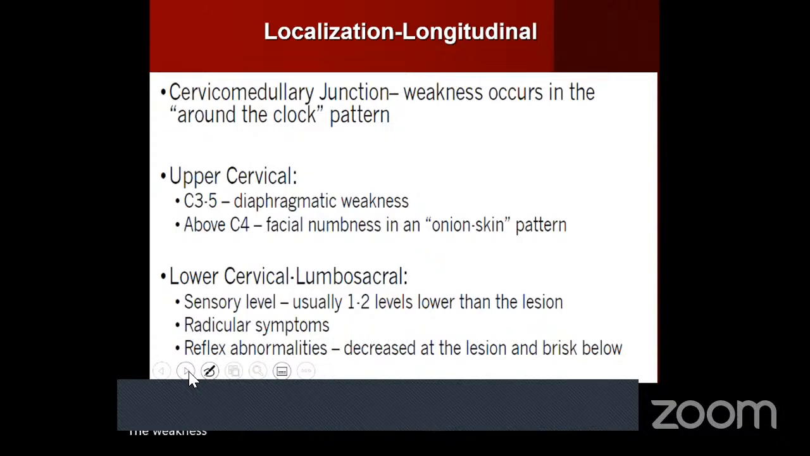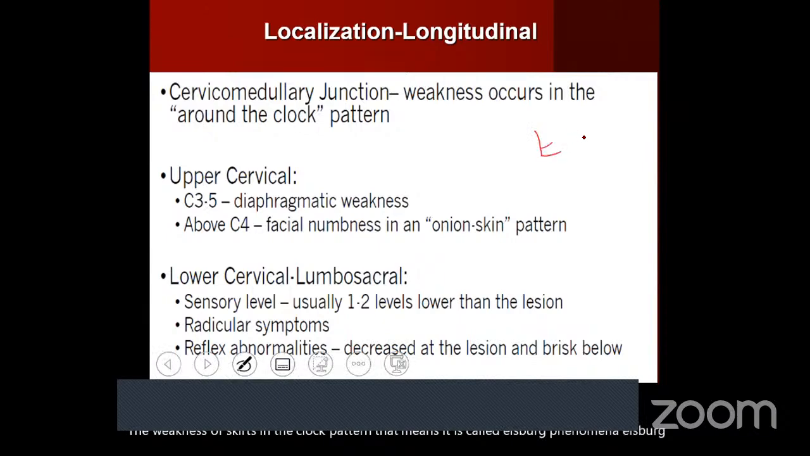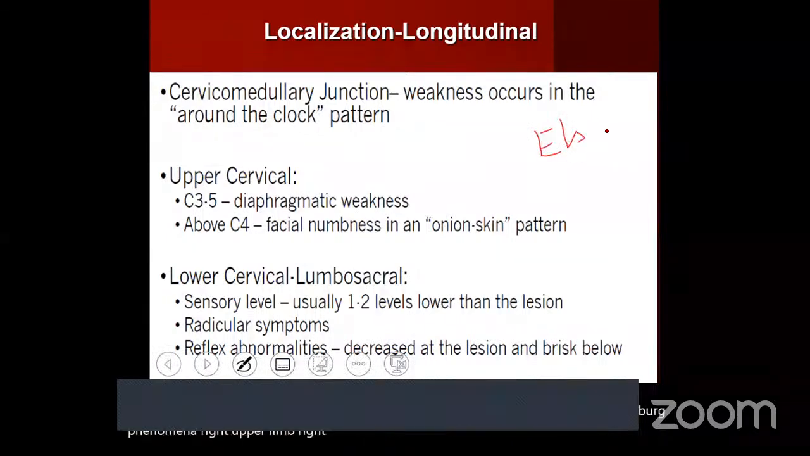That is called Elsberg phenomenon. Right upper limb, right lower limb, left lower limb, left upper limb. So that is the around-the-clock pattern, the Elsberg phenomenon.